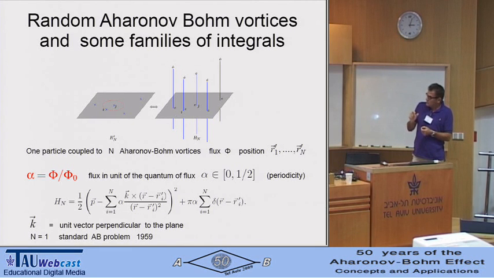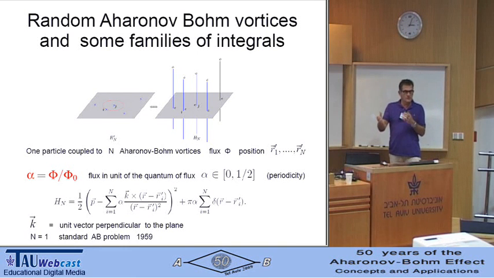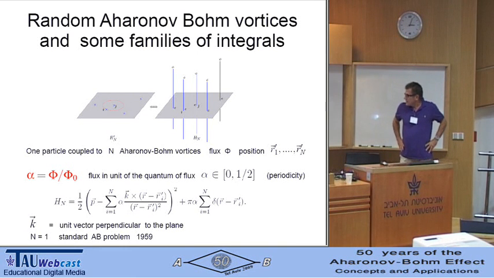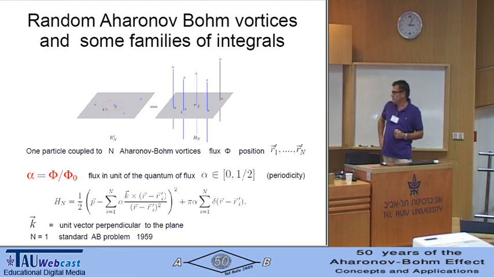And we can even reduce further to 0, 1 half, because you interpolate symmetrically between 0 and 1 half on the one hand, and 1 half and 1 on the other hand. 0 and 1 is the same thing, right? So we can always restrict ourselves to this interval 0, 1 half. So small alpha means close to 0. Big alpha means close to 1 half.